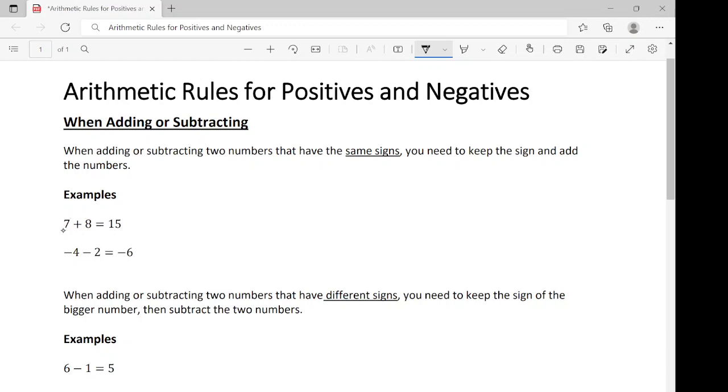So if we have a positive 7 and a positive 8, we know that when we combine those, it's just going to be a positive. So just a positive here, and then 7 plus 8 is 15. But if we have two negative numbers, negative 4 minus 2, so both have a minus sign, I know when I combine them, I'm going to have a negative here, so then I just add the 4 and 2, and I'm going to get 6. So negative 4 minus 2 is negative 6.